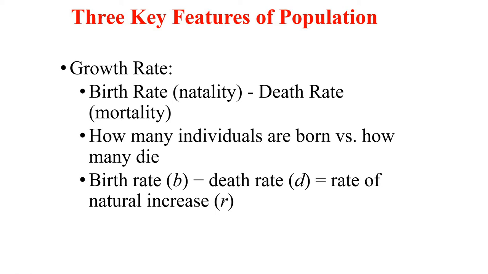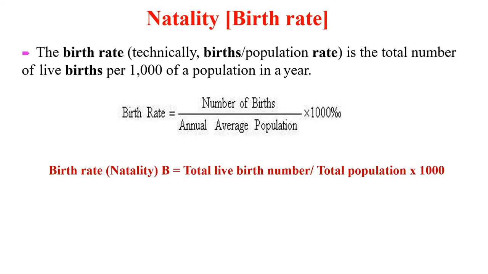Three key features of the population. One, that is growth rate that depends upon the birth rate, which is nothing but the natality, minus death rate, which is mortality. Second one, how many individuals are born versus how many individuals are subjected to death. Third one, birth rate, that is small b, minus death rate denoted by small d, is equal to rate of natural increase, which is denoted by small r.